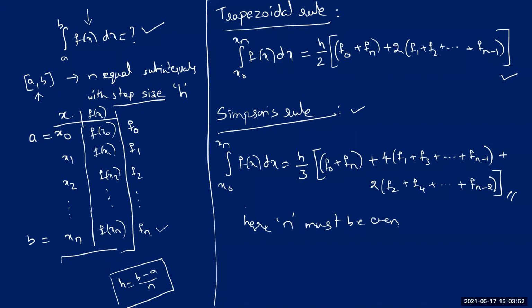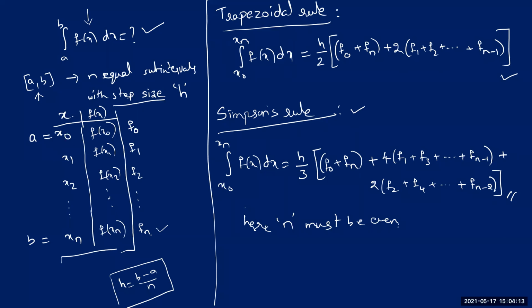Whatever may be the problem, depending on the interval, try to take either 6 subintervals or 8 subintervals, 10 subintervals, and so on, as you like. But I suggest you to take only even subintervals, most conveniently. Actually, for trapezoidal rule, there is no such condition. You may take any number of subintervals, no problem.